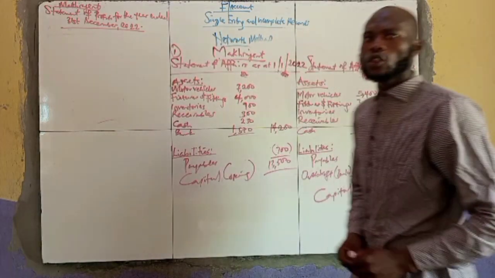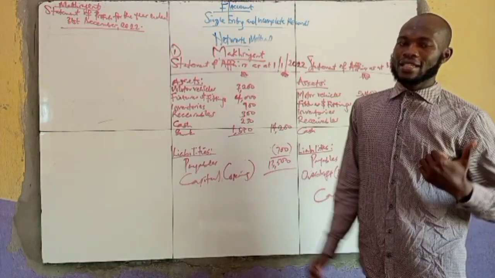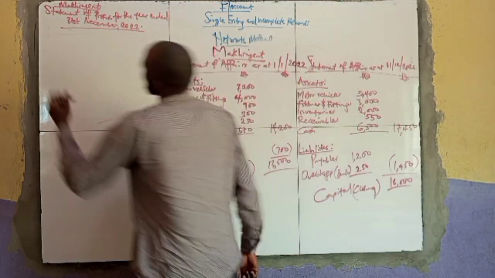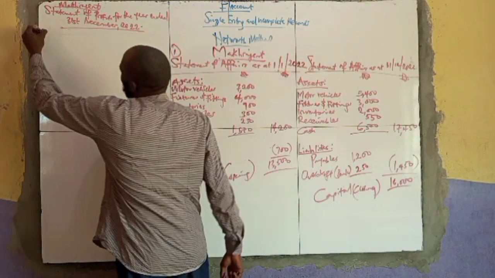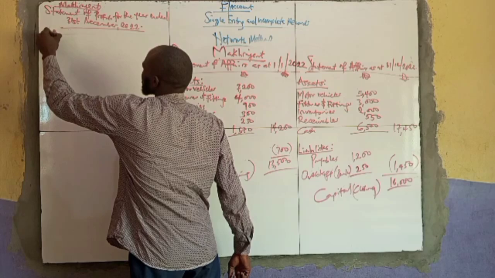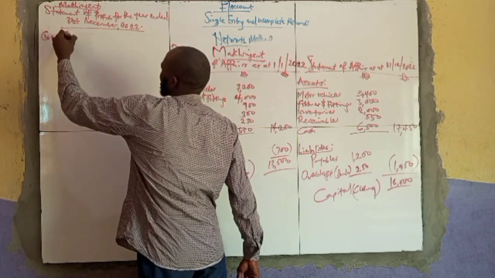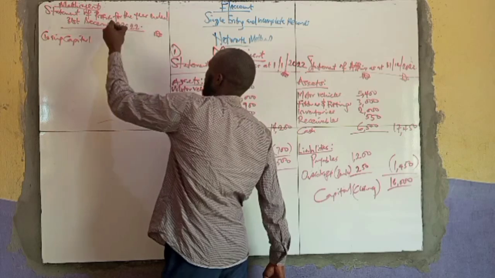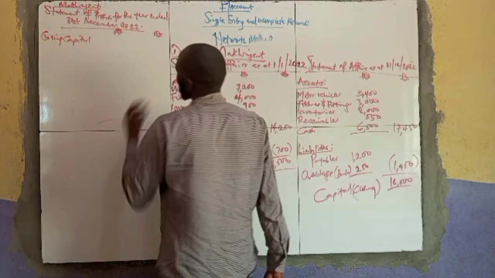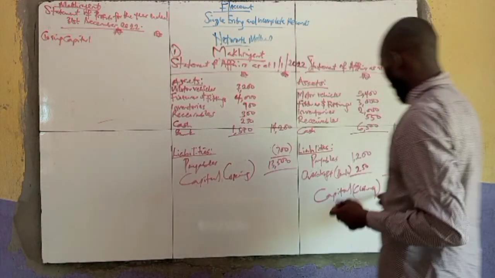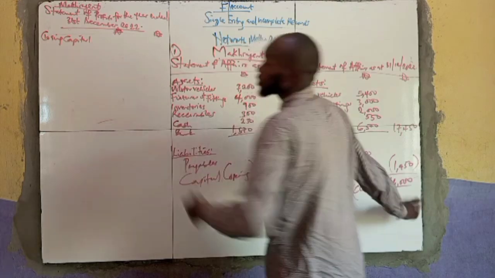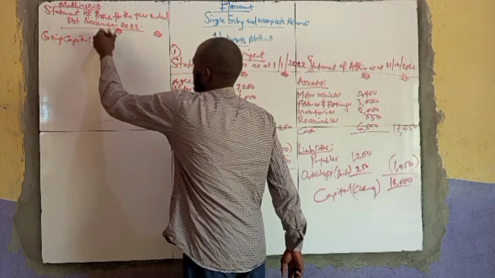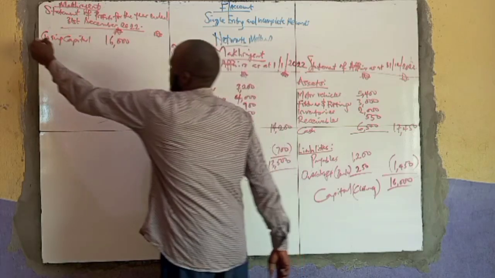Now, having known this, we have to go back to the format that was provided earlier for the statement of profit, which is closing capital. Afterwards, I've indicated the naira sign or the currency sign. Our closing capital, according to the workings we've done, is 16,000 naira.